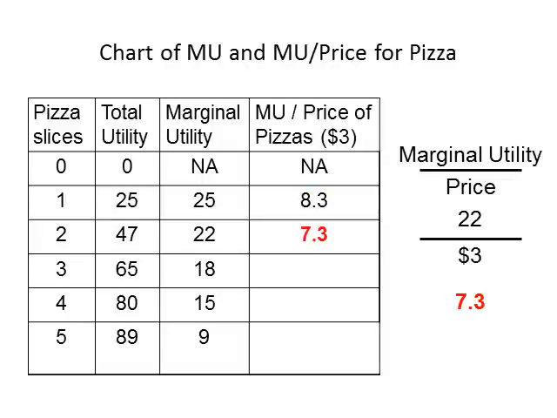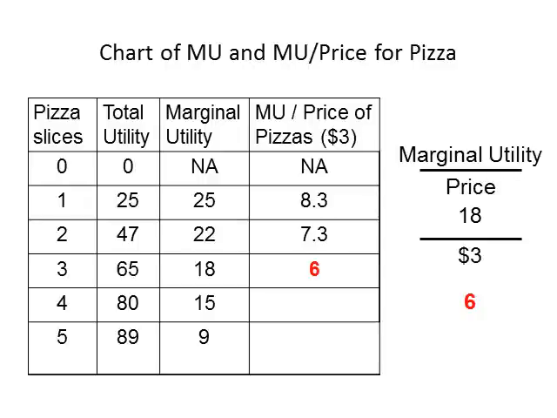The third row has a marginal utility in it, so the marginal utility divided by price of pizza can be calculated. The formula is the marginal utility divided by the price of the pizza. The marginal utility in the third row is 22, and the price is $3. Dividing 22 by 3 is 7.3. 7.3 is placed into the third row of the table.